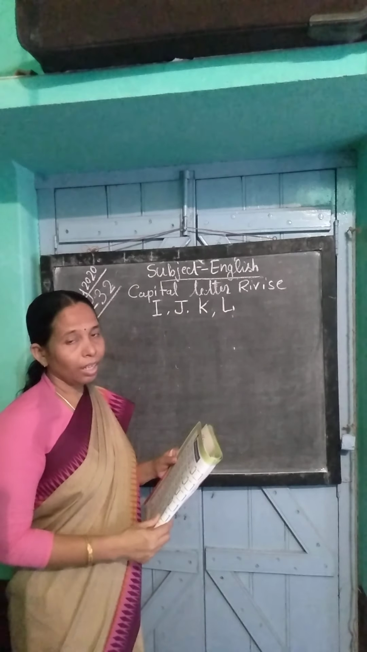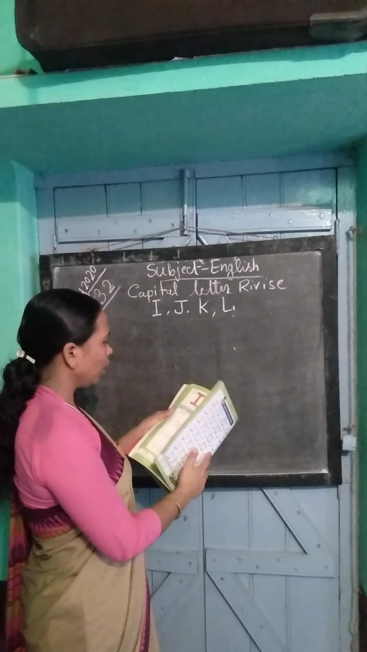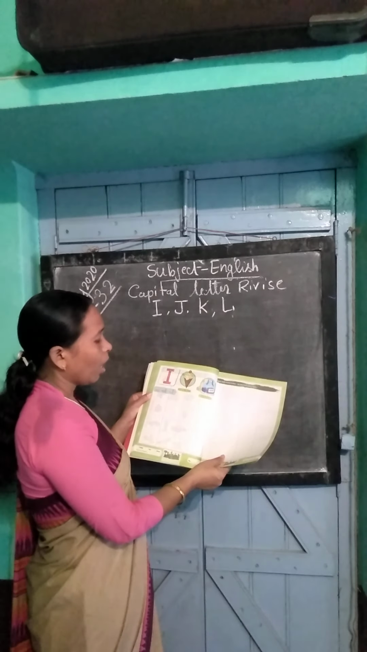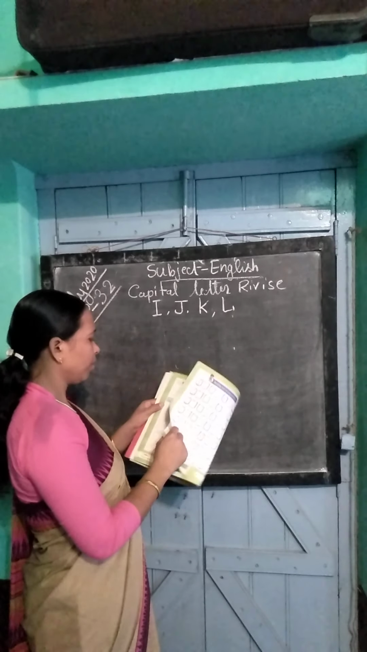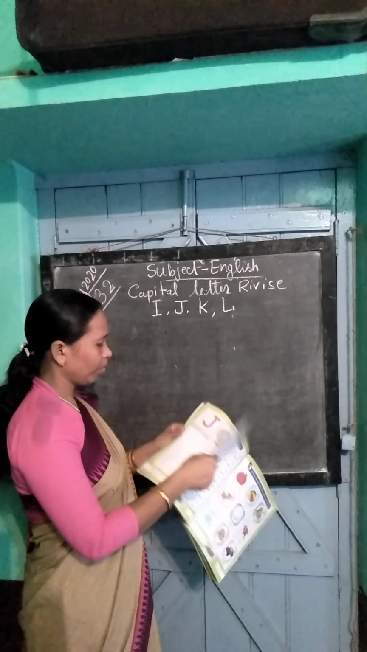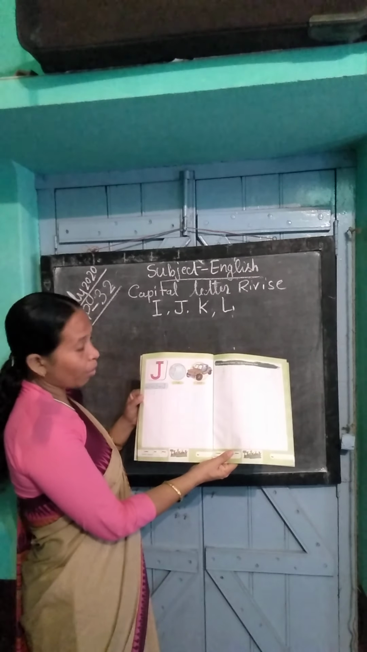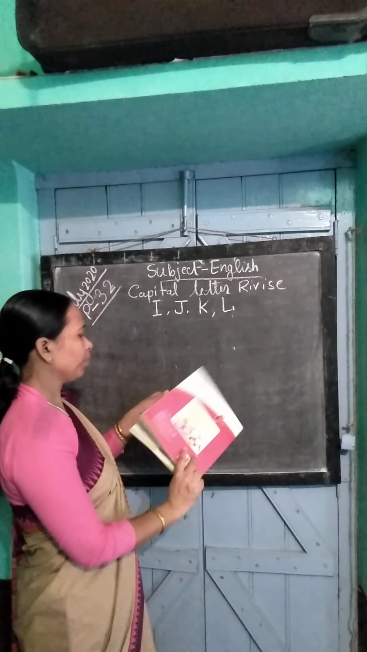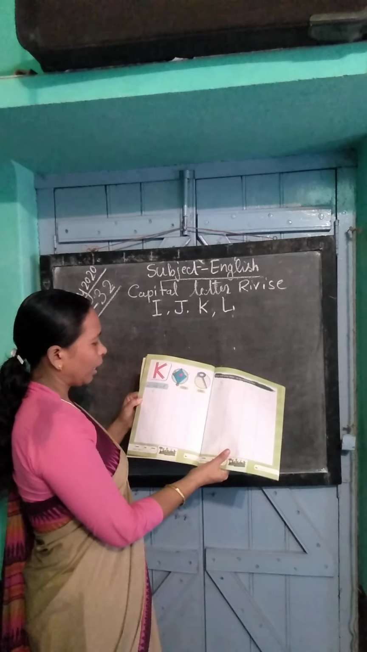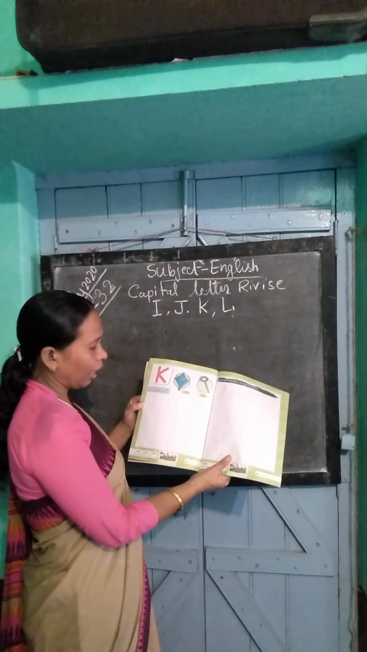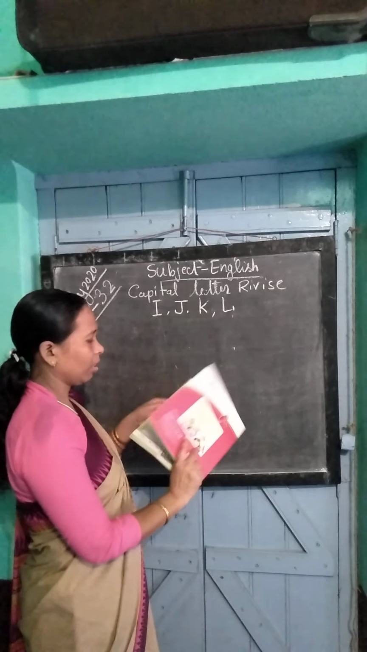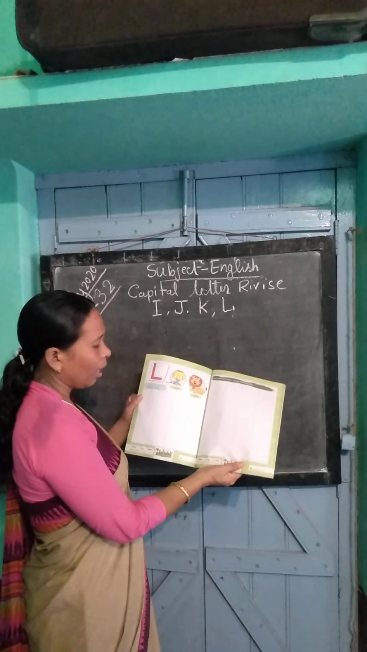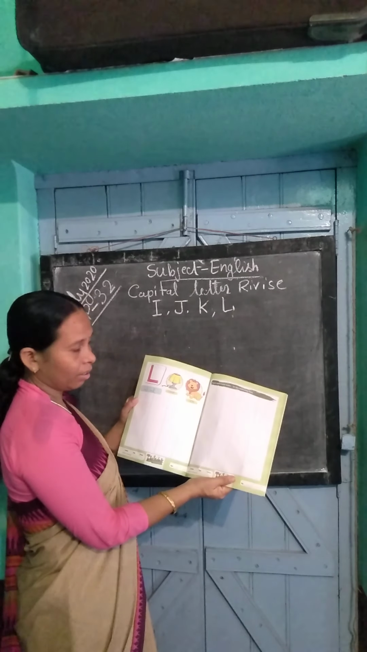I J K L. You see in your book, I for ice cream, ink pot, J for jug, J for jeep, K for kite, K for key, L for lamb, L for lion.